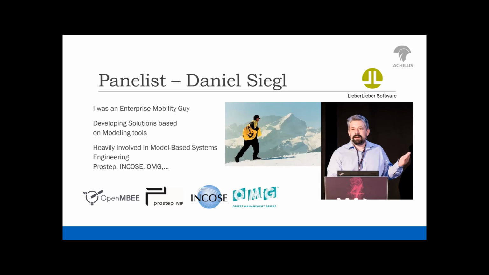Liber, as far as I am concerned, is a leading pioneer in providing solutions for model-based version control, configuration management, and in the recent release of Lemon Tree, solutions for product line engineering. Welcome, Daniel. Thank you for being here. Would you like to say a few words?